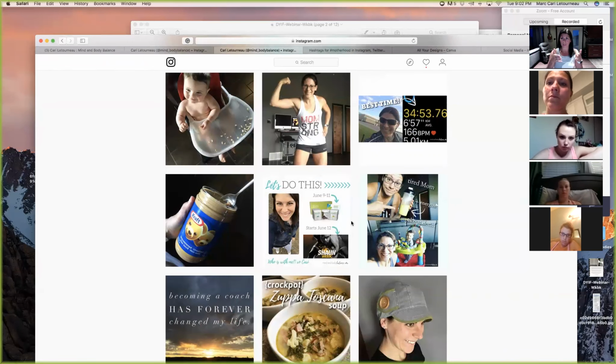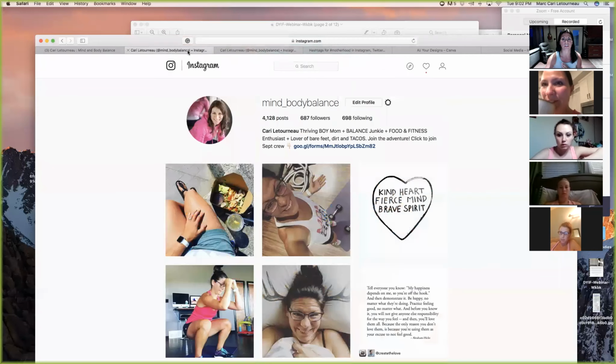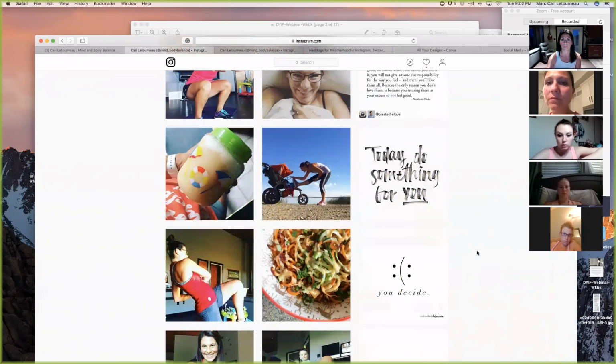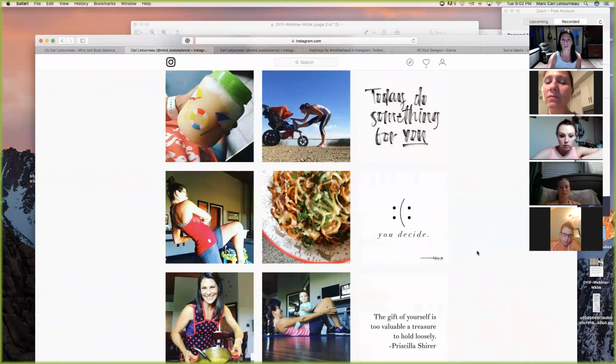When you go and look at somebody's profile, you have 9 images to grab someone's attention. Okay? So if I don't like you in the first 9 images, I'm out. So you got to kind of think about that. Your first 9 images need to paint the picture of who you are. So what I did is I changed things up. This is now what my feed looks like. Note that there is a bit of a pattern.